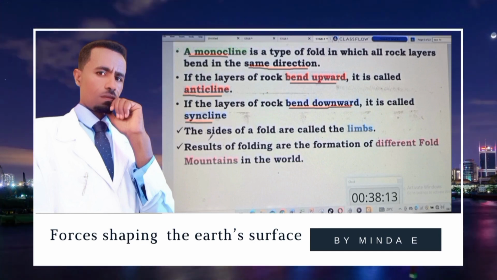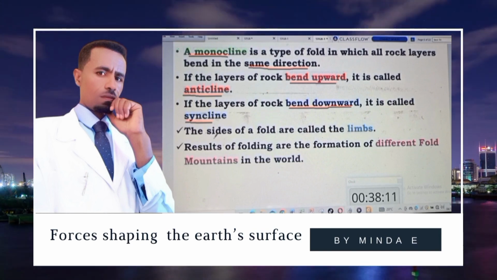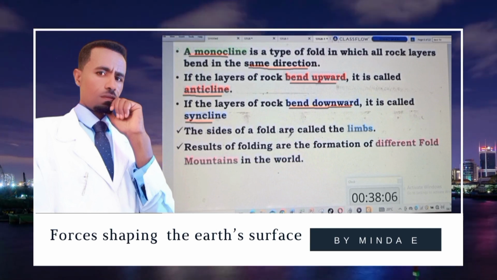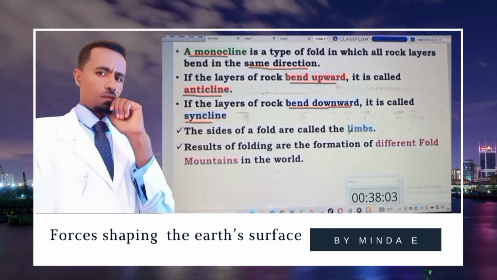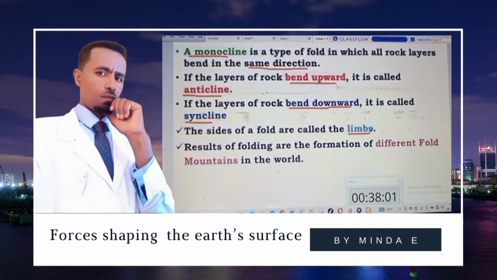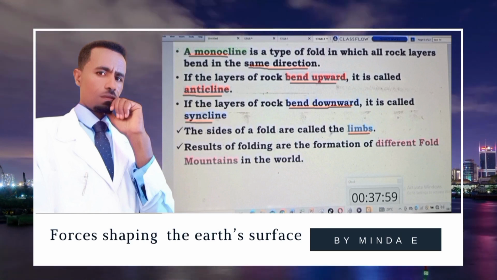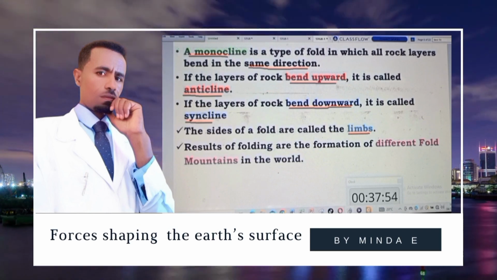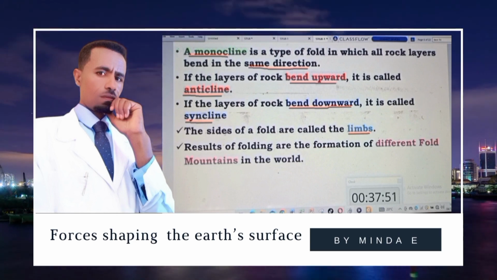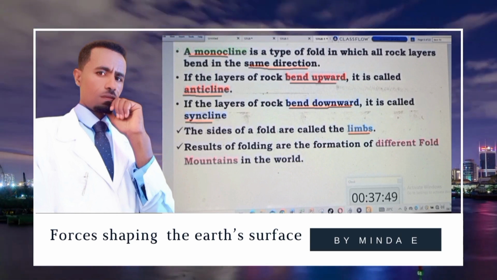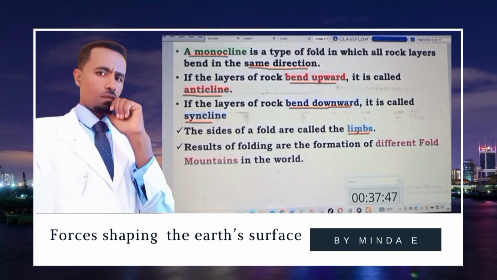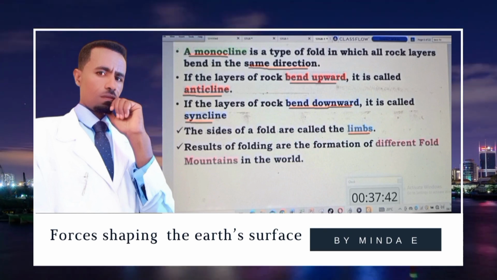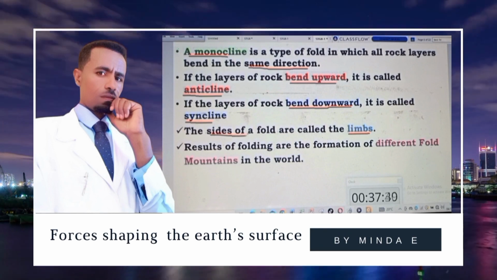Another point I wanted to tell you is that the sides of a fold are called limbs. When a fold is created, it also has sides. The sides of a fold are called limbs. So a limb is the side of a fold.